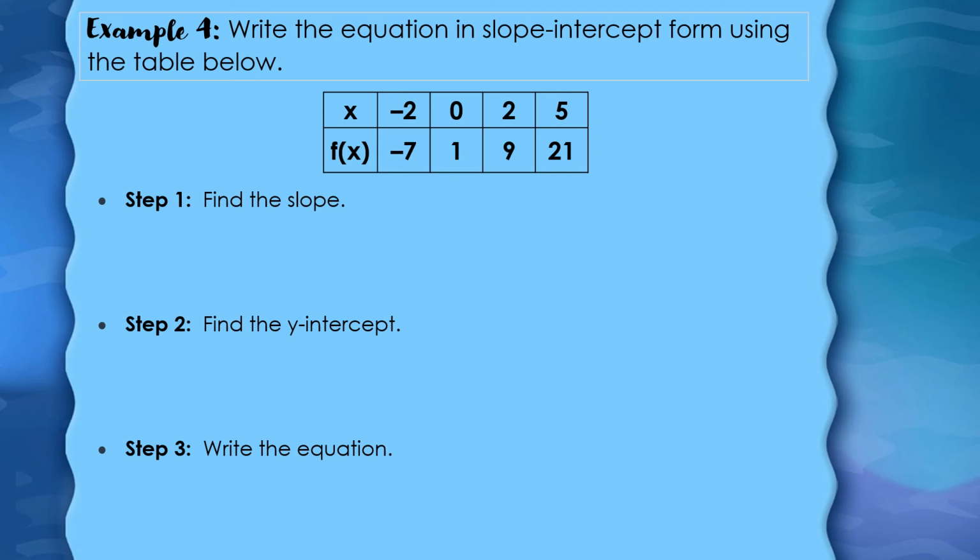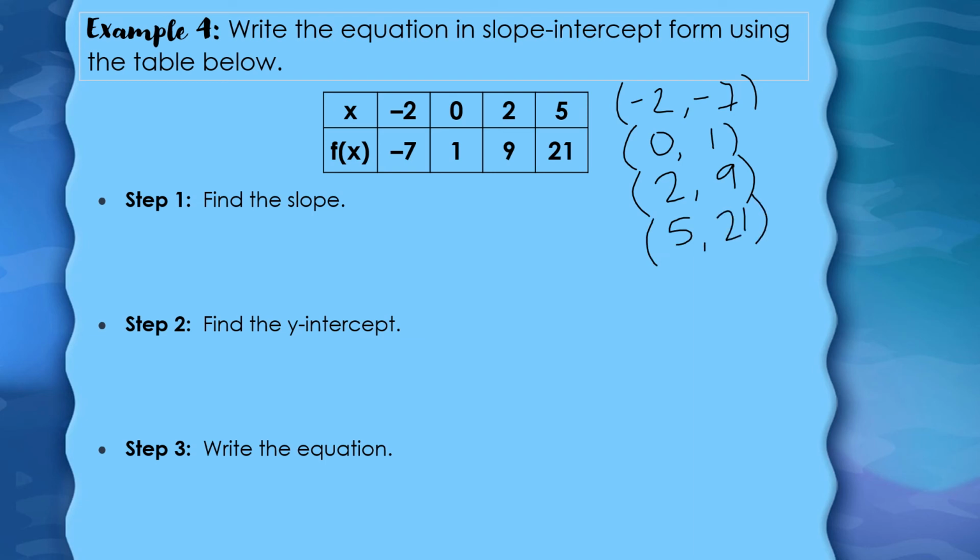It essentially just gave you 4 points. So you have the point -2, -7. You have the point 0, 1, 2, 9, and 5, 21. So there's two different ways that we could find the slope. We could do exactly like we did in example 3, utilize the slope formula, y2 minus y1, all divided by x2 minus x1, and that would give us the slope.